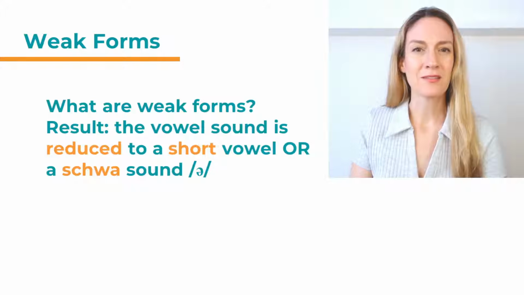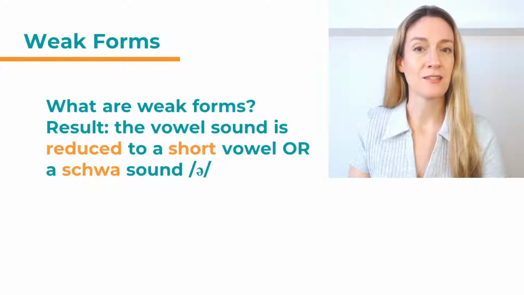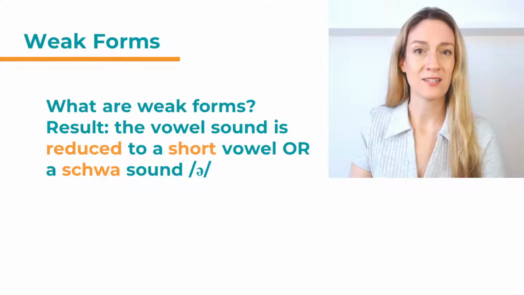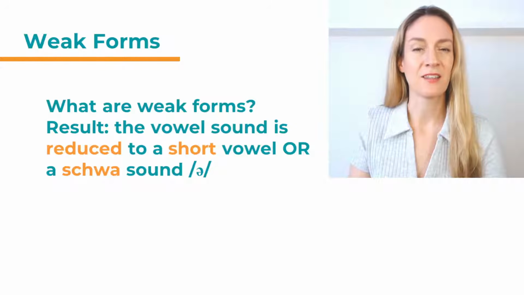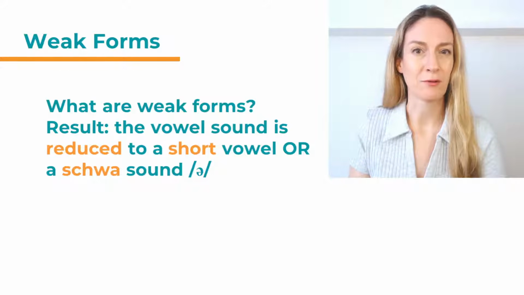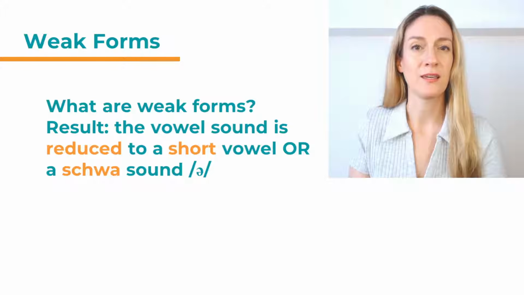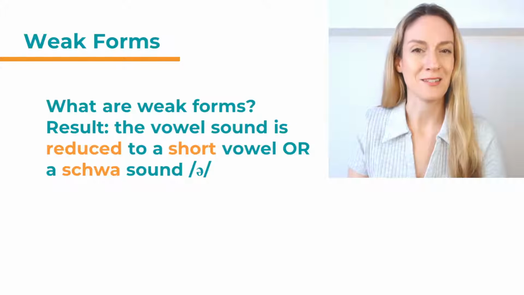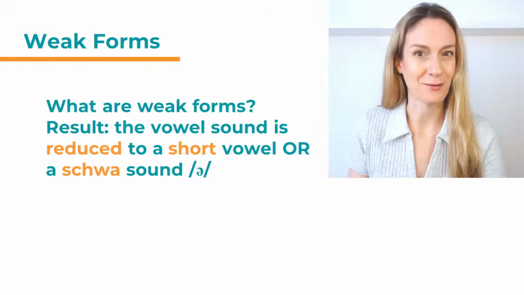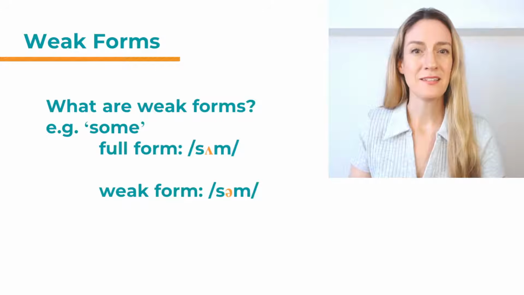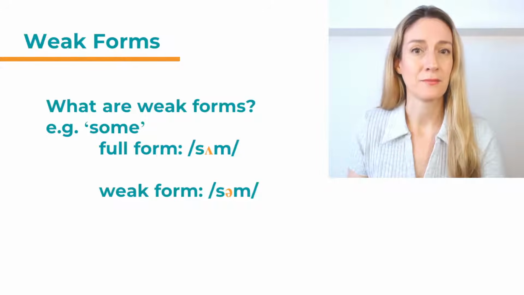Now, because these sounds in the syllables are unstressed, as a result, the vowel sound is reduced. And it is reduced to a short vowel sound, and very often it is reduced to a schwa sound. And remember, the schwa sound is simply a, and this is also a short vowel sound. Let's have a look at an example.